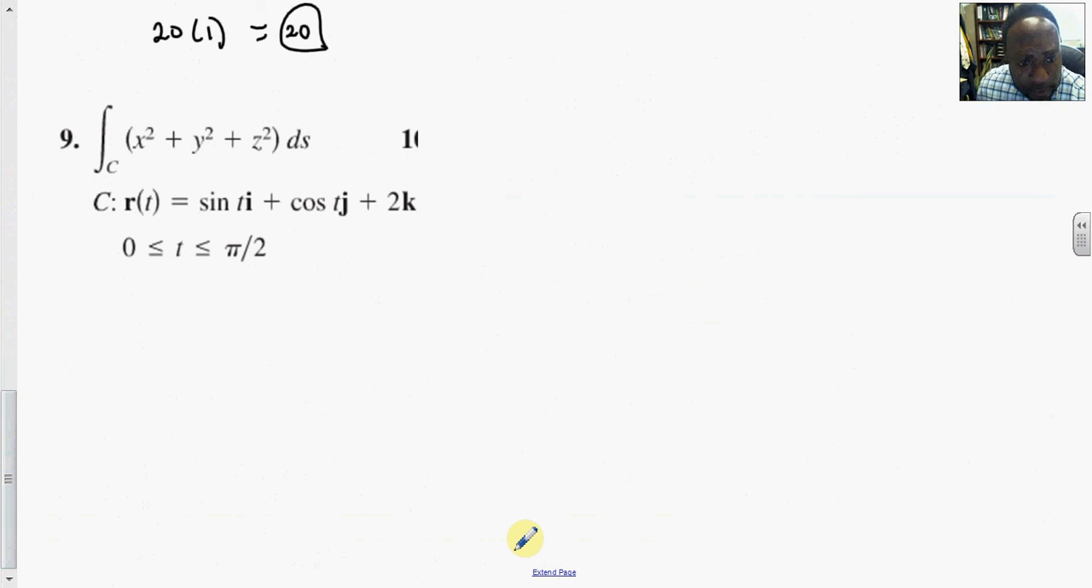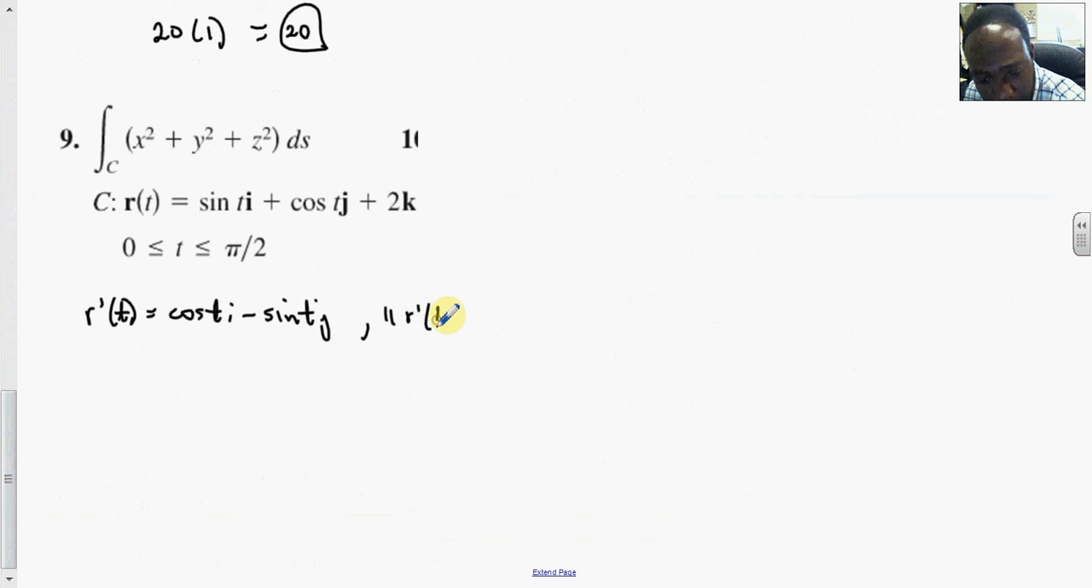What about this one? We need r prime of t. So this is cosine t i plus negative sine, so just say minus sine t j. The derivative of 2 is 0. So what about the norm of r prime of t? It's just equal to the square root of cosine squared t plus negative sine squared t.